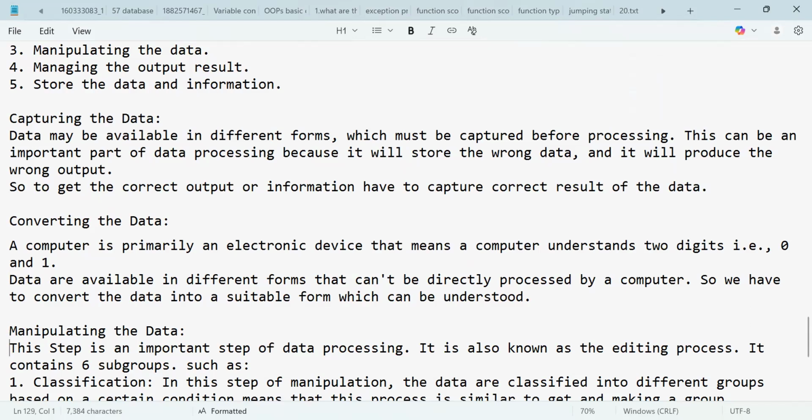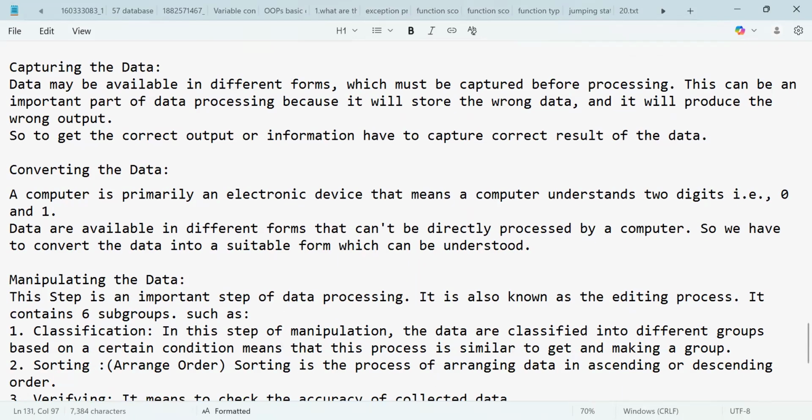Converting means converting from one format to another format, into a computer-understandable language. That means 0 and 1. A computer is primarily an electronic device, which means a computer understands two digits, 0 and 1, that is binary digits. Data are available in different forms that cannot be directly processed by a computer, so we have to convert the data into a suitable form. A human-readable form is converted to a machine-readable form. That is converting the data.